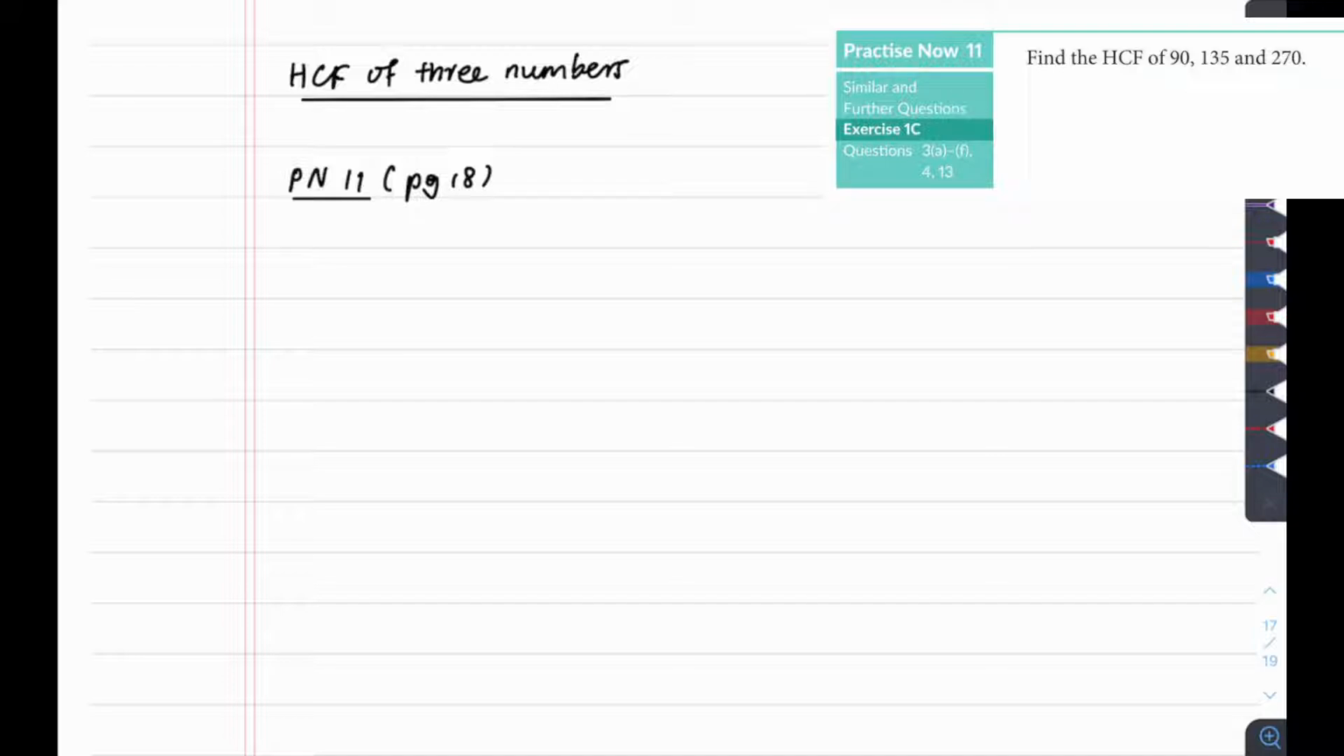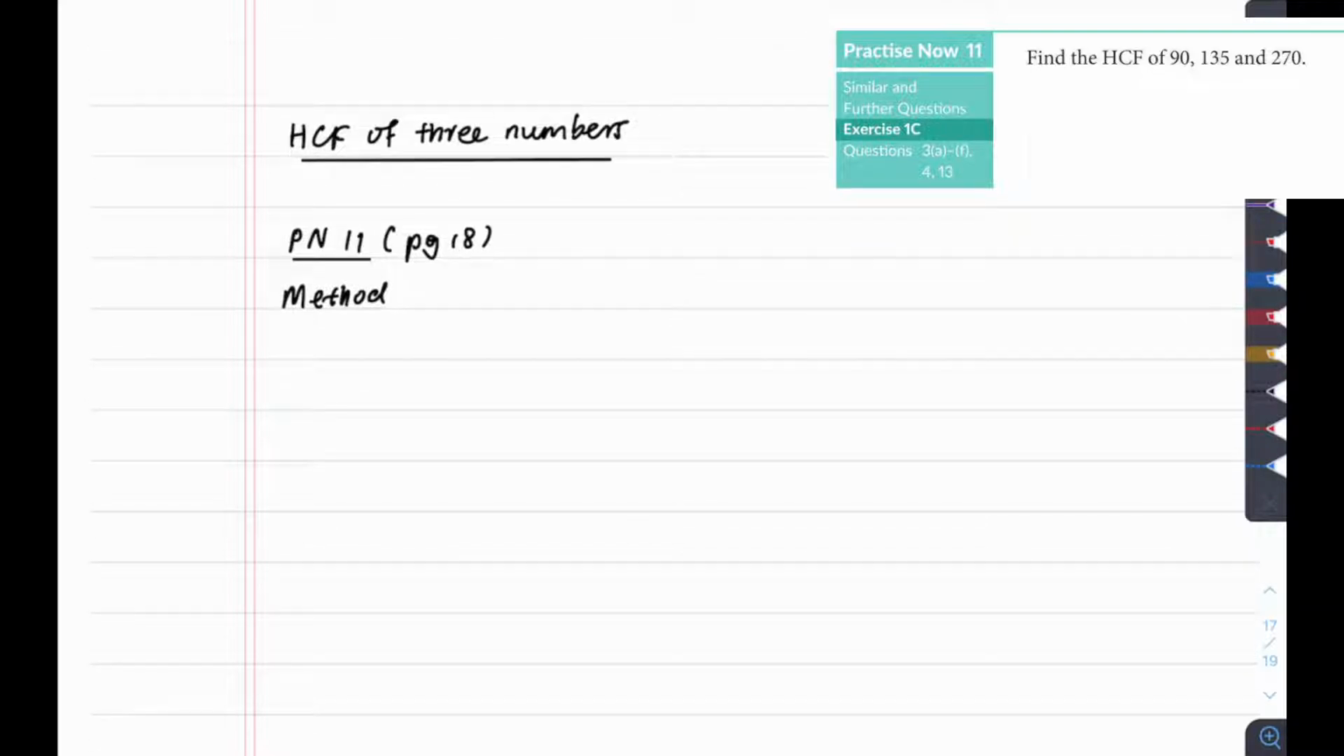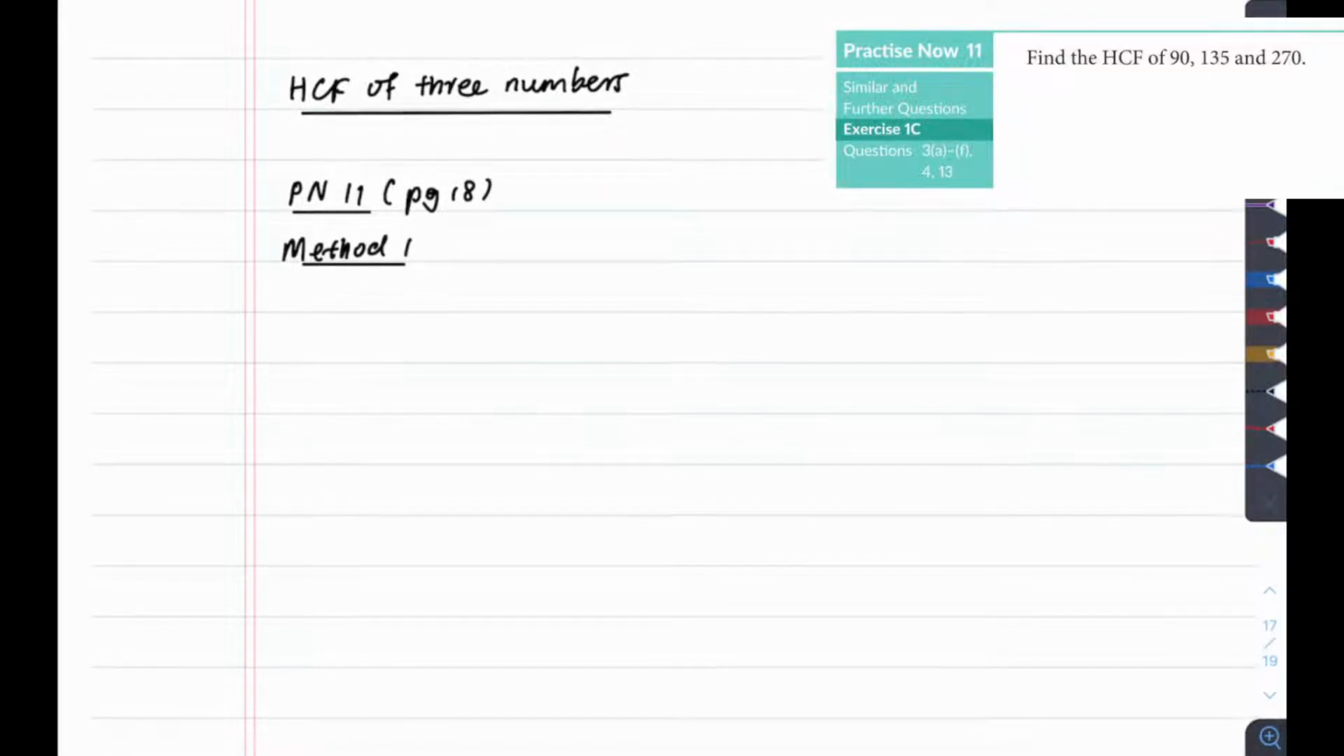The first method was we did our prime factorization, correct? So how do we find the HCF of three numbers using prime factorization? So I'm going to write down method 1. You need to write this down as well, yeah? So prime factorization. We have three numbers over here, 90, 135 and 270.